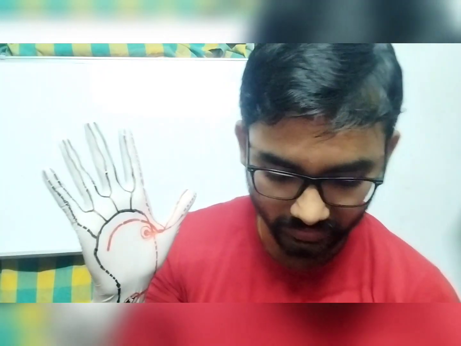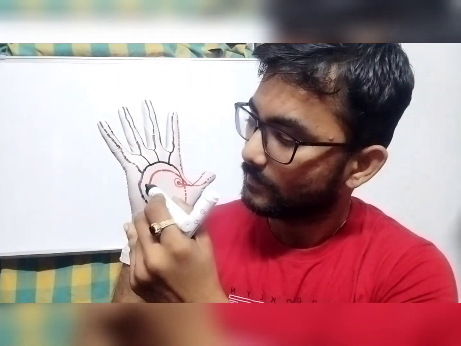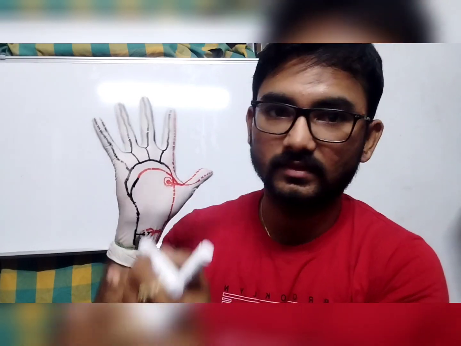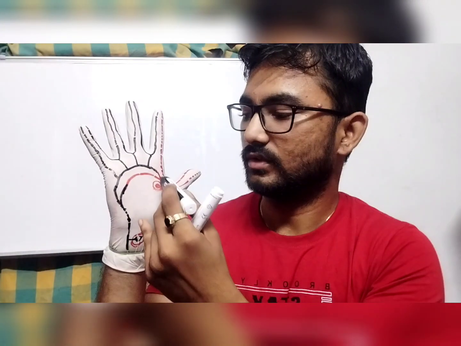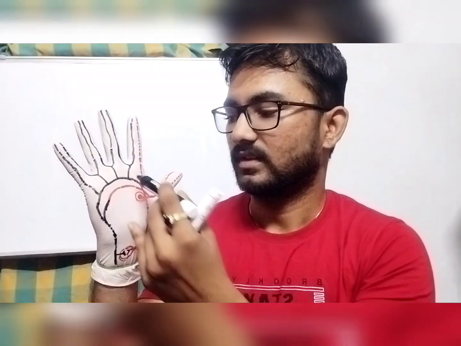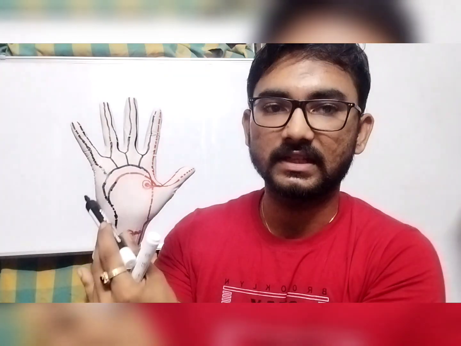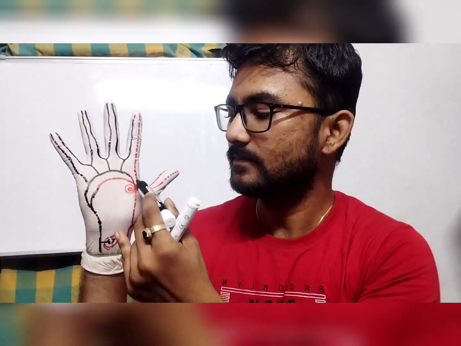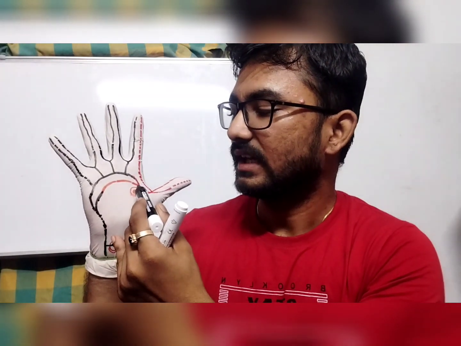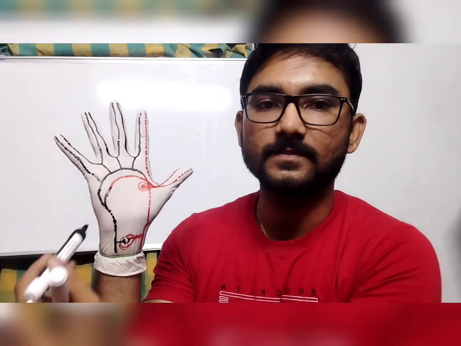After giving these 3 branches, it forms another network, another arch like this. This arch is joined with a branch from the ulnar artery like this. This second arch is known as the deep arch. The superficial arch is formed 80% by the ulnar artery and 20% by the radial artery, and this deep arch is formed 80% by the radial artery and only 20% by the ulnar artery.